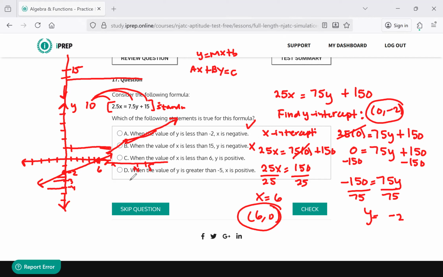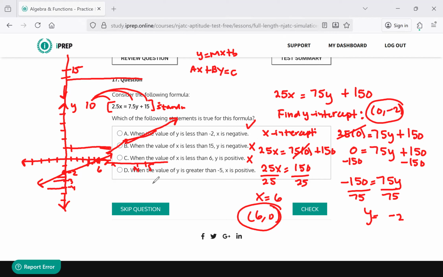What about C? When the value of x is less than 6, so here's 6, the y value is positive. Nope. Here's 6, anything less than. So if you did 5, the y value is definitely negative. 4, the y value becomes negative, right? So that's not always true.